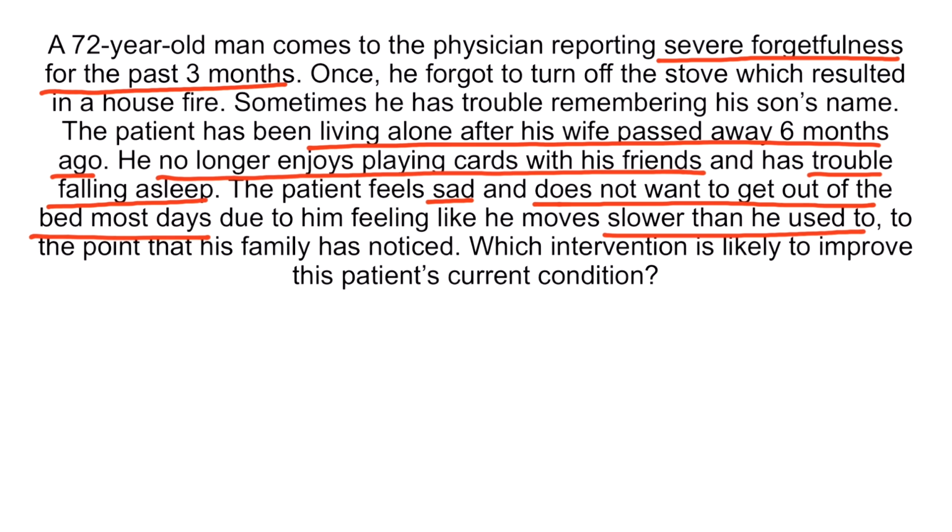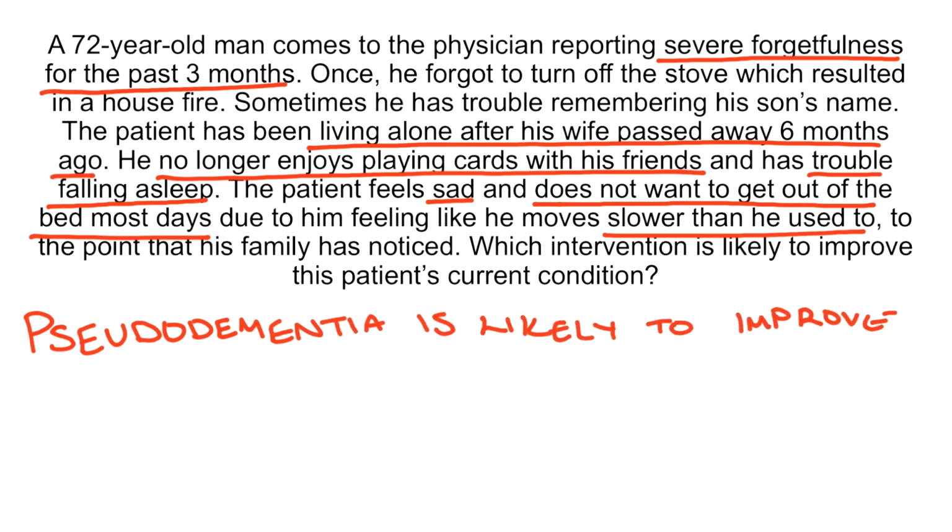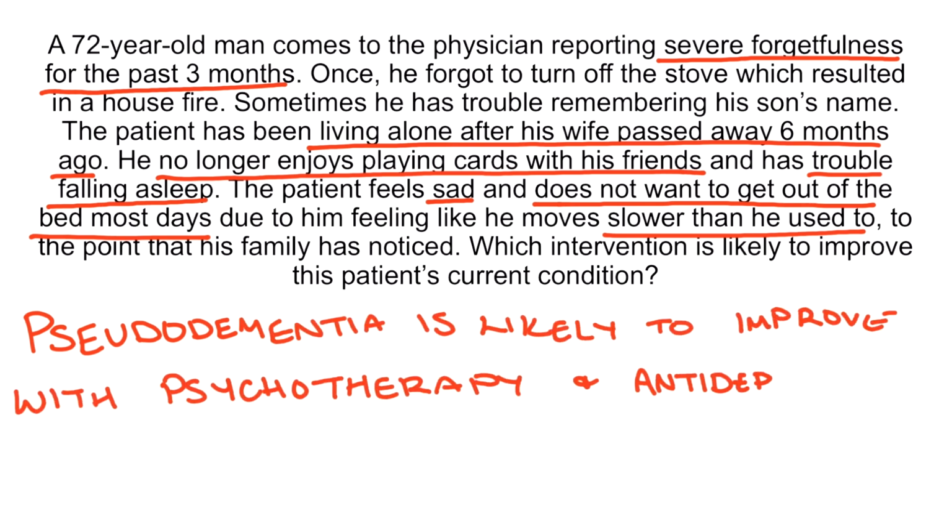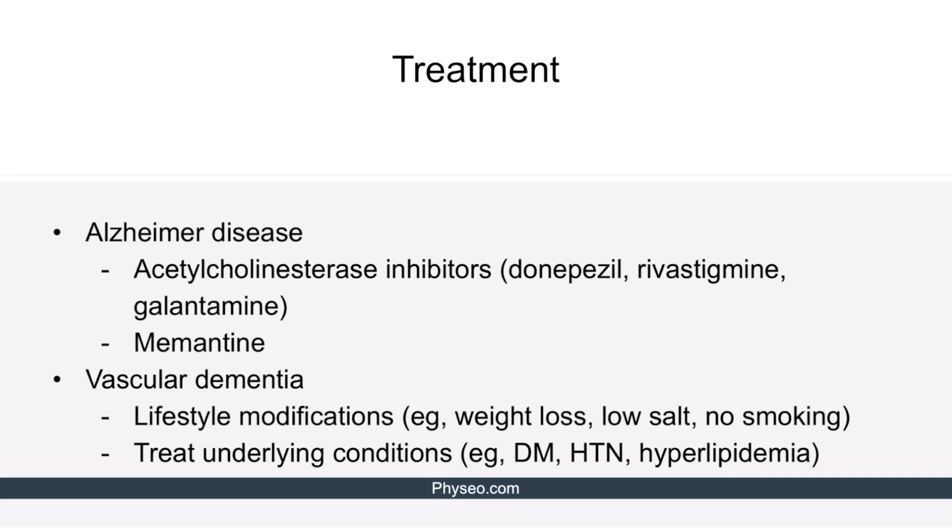Therefore, this patient meets at least 5 criteria of major depressive disorder lasting for at least 2 weeks. Memory impairment in the elderly in the context of depression is called pseudodementia. Pseudodementia, along with other signs of depression, is likely to improve with psychotherapy and antidepressants. Let's now elaborate on treatment.